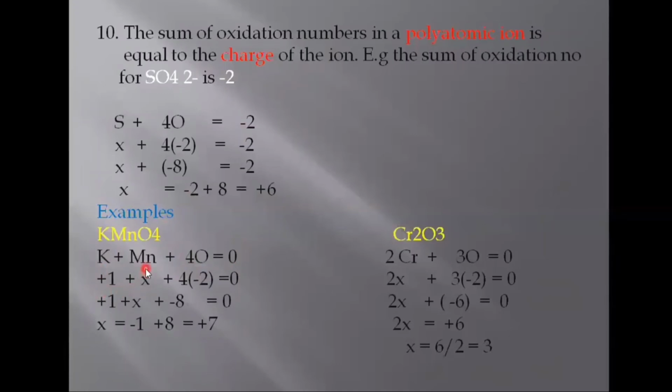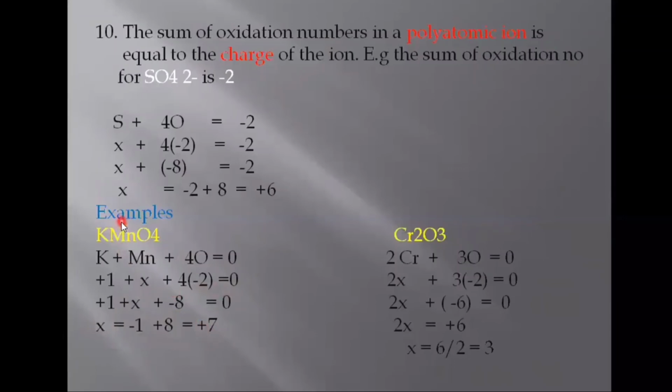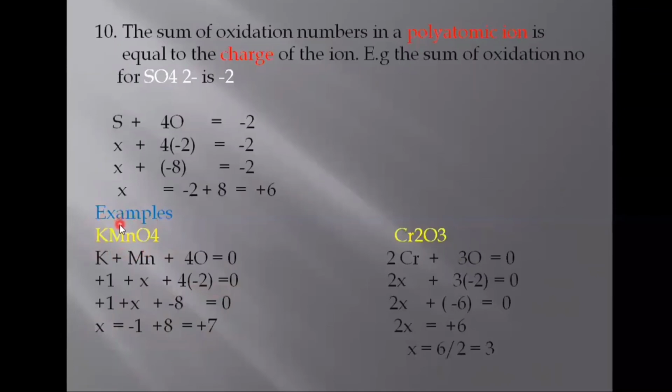You have to find out the oxidation number of manganese. 4 oxygens mean 4 multiplied by -2. This must be equal to 0. When you solve this and get the value of x, it comes to be +7. This means manganese has an oxidation number of +7. Simply, 4 multiplied by -2 is -8, and potassium is +1. To make a neutral compound, manganese should be +7, so that the overall charge will be 0.